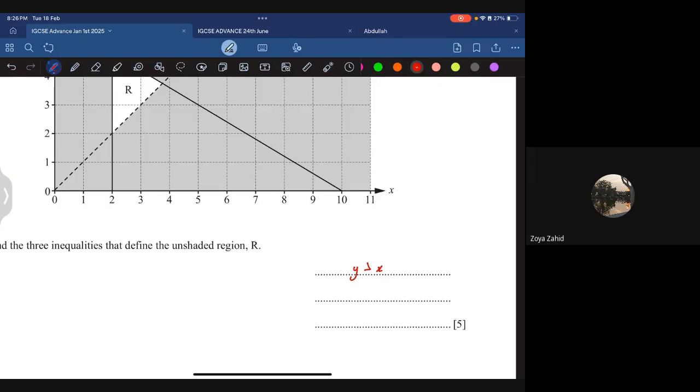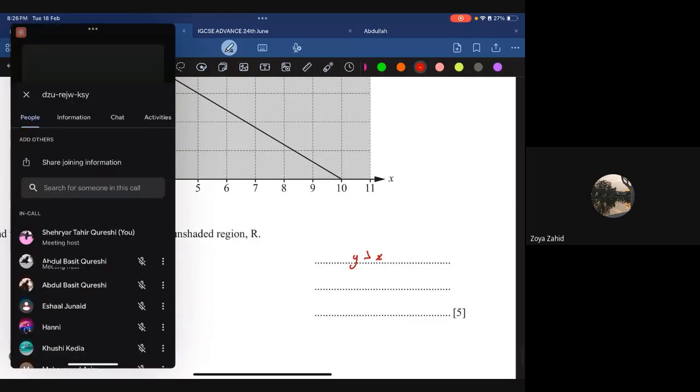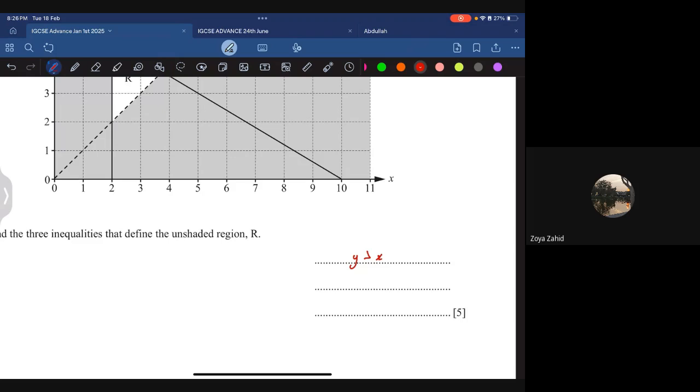What's up next? Okay, who was done next? I think Kushi was done. Yes, Kushi, can you tell me the answer? Give us anyone. So x is greater than or equal to 2. So you're saying X is greater than or equal to what? 2. All right. Anyone has any other answer that they would like to tell us?